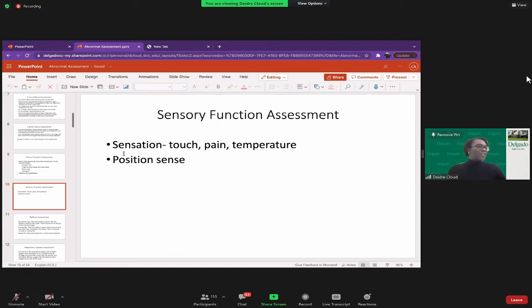And again, the position, that's when you move the patient's finger or big toe up and down, and they need to be able to tell you what you're doing. And if they can't tell you what you're doing, it's probably a spinal cord injury. So all these neurological issues are either brain injuries or spinal issues.